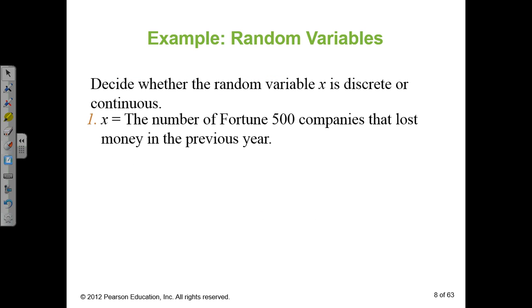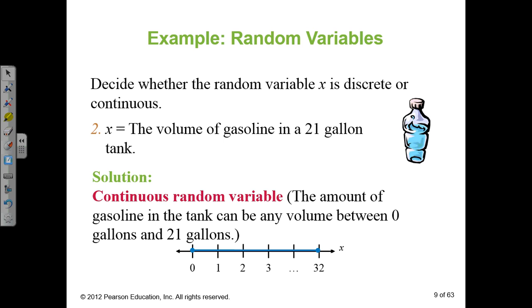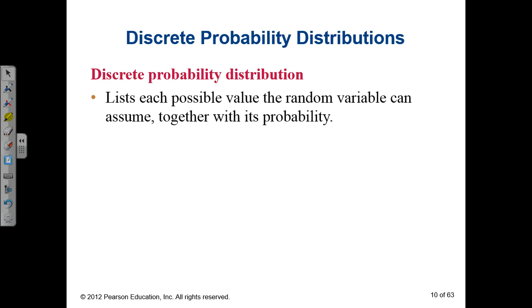Let's look at an example and decide: the number of Fortune 500 companies. Do we count those or do we measure those? Well, you count the number of anything, so that makes it discrete. The volume of gasoline, do we count volume or do we measure volume of gasoline? Well, we would measure it, which makes it continuous. Now, from now on, in the rest of this chapter, we're only going to be looking at discrete probability distributions. In discrete probability distributions, we're going to list each possible value together with its probability.